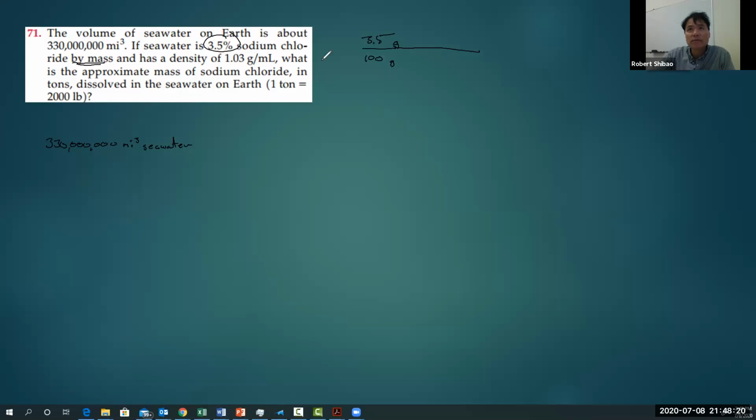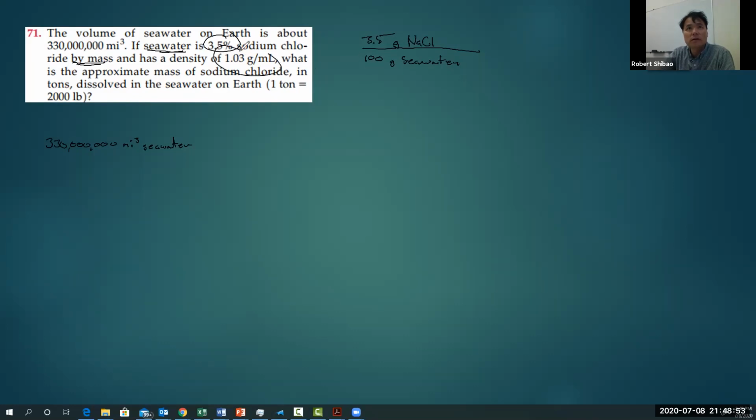Now, 3.5 grams of what per 100 grams? It says 3.5% sodium chloride, so that means 3.5 grams of sodium chloride. Sodium chloride has the formula NaCl. And this is in seawater. So for every 100 grams of seawater, there is 3.5 grams of salt dissolved in that. So it's 3.5 grams of salt and 96.5 grams of other stuff.